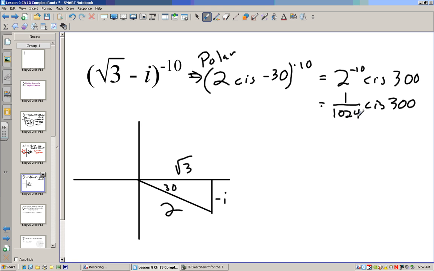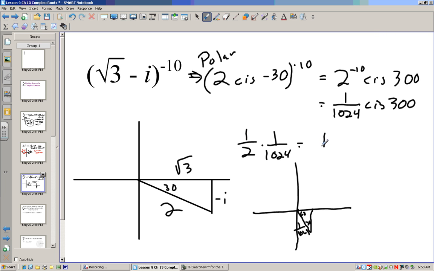So if I want to put this back into rectangular, 300 would be down here. Now this distance is 1 over 1,024. This would be 60. This would be 30. So the x-axis would be half of that. So half of 1,024 would be 1 over 2,048. And then this would be 1 over 2,048 root 3.